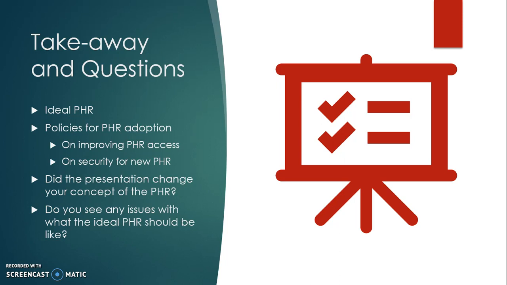Takeaways and questions. The ideal personal health record is more than a collection of medical records. It includes information that the individual generates, and it can include the interaction between individuals. Policies that are needed for the adoption of personal health records are policies on improving personal health record access and policies on the security of emerging personal health records.